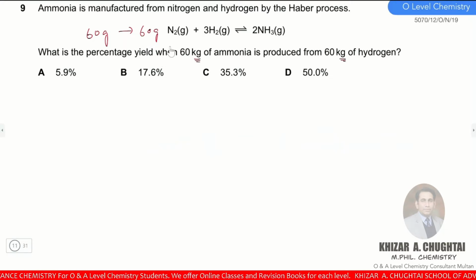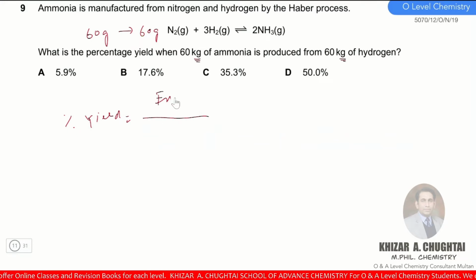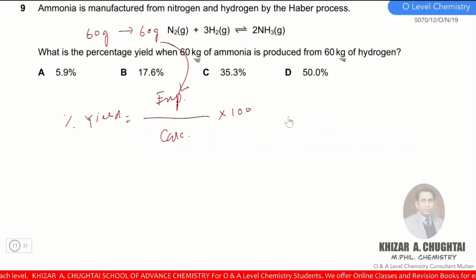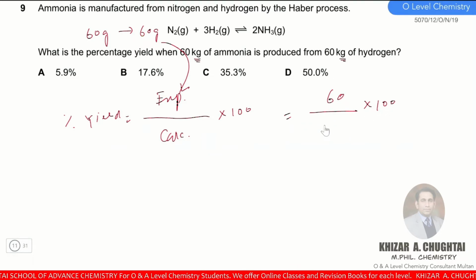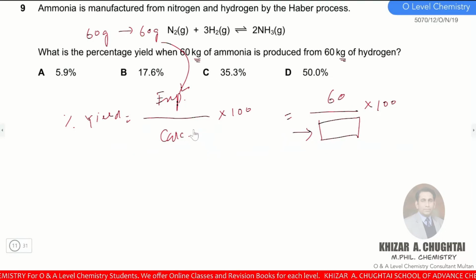So once again, I'm going to apply the percentage yield formula. The percentage yield is equal to experimental yield over calculated yield multiplied by 100. Experimental yield is given, that is 60, and I'm going to write it over here. Here is 100 for percentage. Now we have to calculate the expected or calculated yield. How much should actually be formed by calculation. So let's see over here.